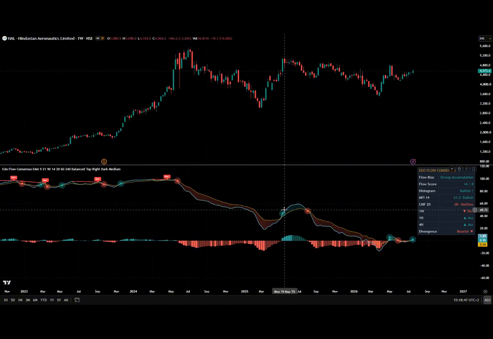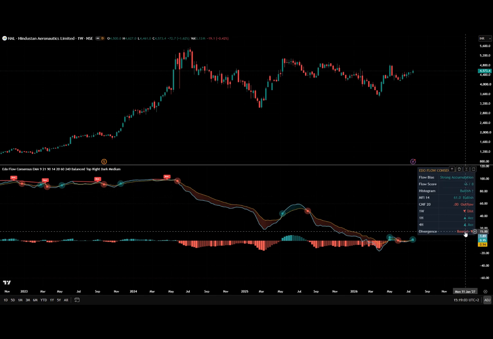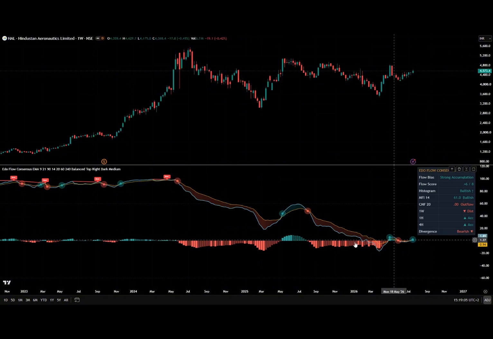To recap. Edo Flow Consensus does not generate entry signals and does not predict tops or bottoms. It reads 2 independent volume measures, scores how much they agree, breaks that down row by row, checks 3 timeframes and flags divergences. Edo Flow Consensus is available by invitation only.